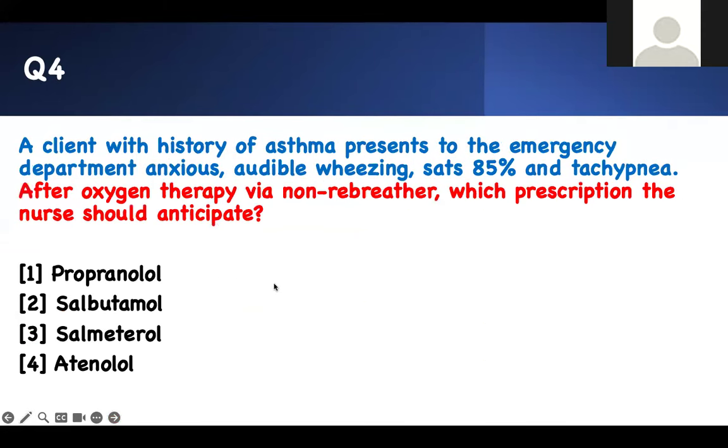Number 4, a client with a history of asthma presents to the emergency department anxious, with audible wheezing, saturation 85, and tachypnea. After oxygen therapy via non-rebreather, which prescription should the nurse anticipate? Test taking strategy: a bunch of words. Forget about it. Asthma patient is the buzzword. Anxious, audible wheezing, low saturation, tachypnea. Write all of them and say what?